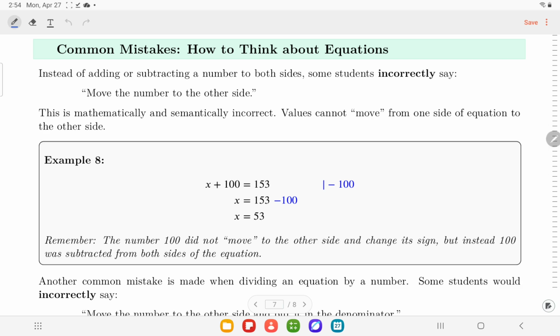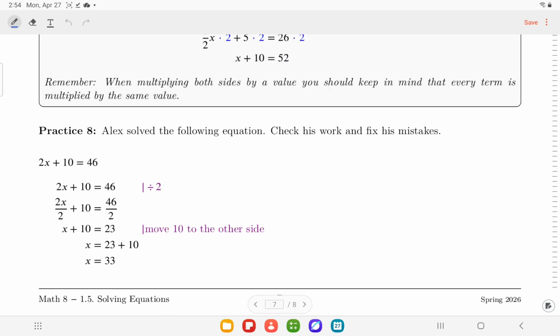The main common mistake with solving equations is more wording based, as one shouldn't say that they moved a number over. Instead, you should say that you added, subtracted, multiplied, or divided the number on both sides. So if you guys are interested in reading more about that, you guys can read over this. But we are going to solve one final practice question.